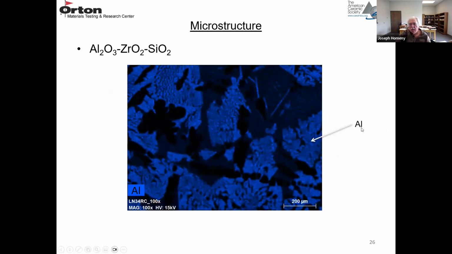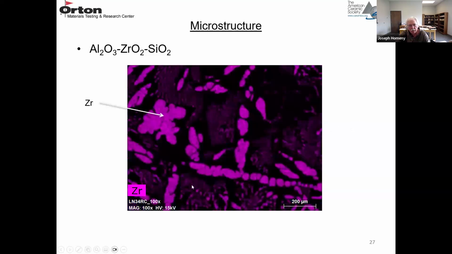So if you map with EDS the aluminum, it's in blue here. The little black voids is where the monoclinic precipitate is. The purple is Zr. So you can see the large crystals and then the smaller crystals in the eutectic microstructure dispersed in the alumina.